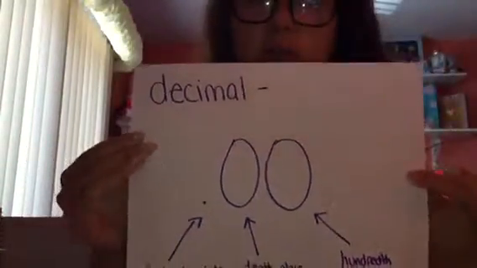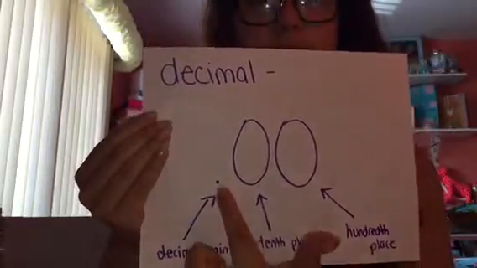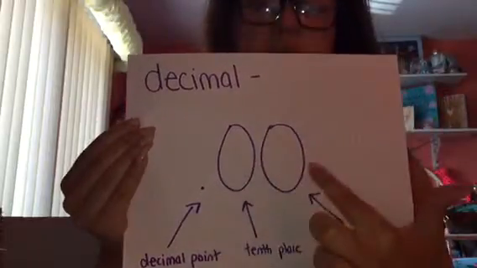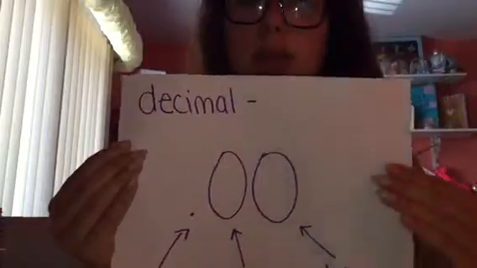So quickly, what I'm going to do first is go over what a decimal is. I know we've already gone over this, but I'm just going to go over it again. The decimal point is the period here. Here is the 0 in the tenths place, and here is the 0 in the hundredths place. And this is what a decimal just looks like, even though we definitely know this already.